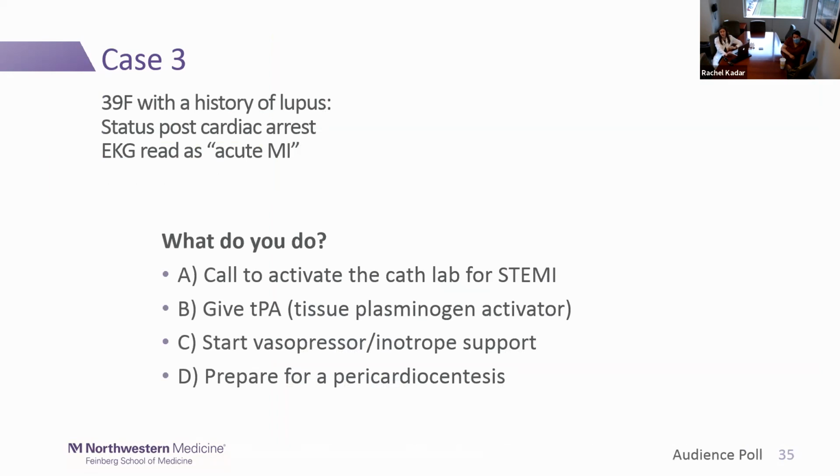So 39-year-old female with a history of lupus, status post-cardiac arrest. And the EKG is read as an MI. So what do you do in this scenario with the information that you have?